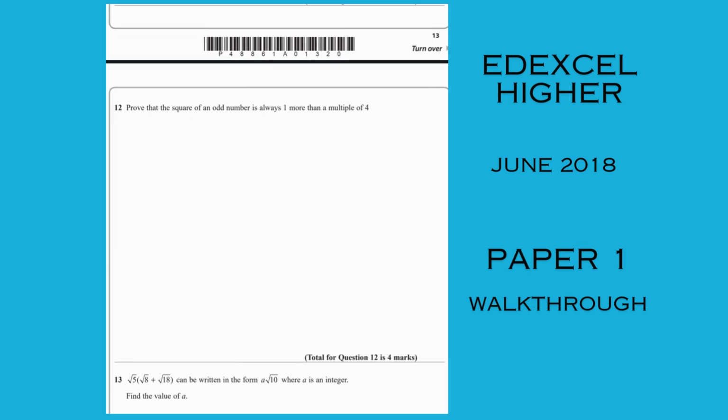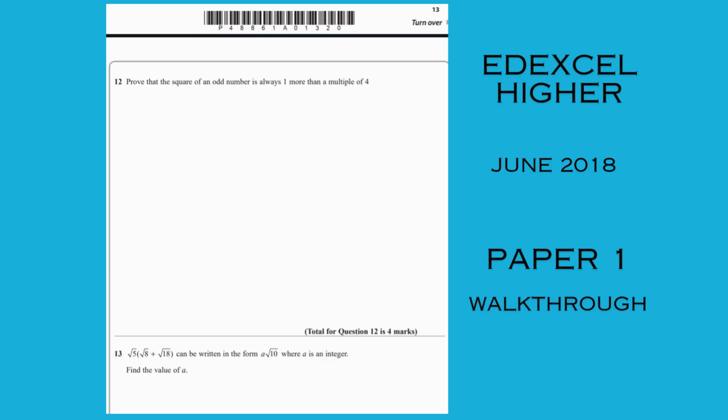Number 12, prove. So don't forget, even numbers are always of the form 2n, 2n plus 2. That's a consecutive even. 2n plus 20 is another even number, but it's non-consecutive, and so on. So the square of an odd number. So the simplest odd number is 2n plus 1. You could have a 3, a 5, or whatever there. But let's square it and see what happens.